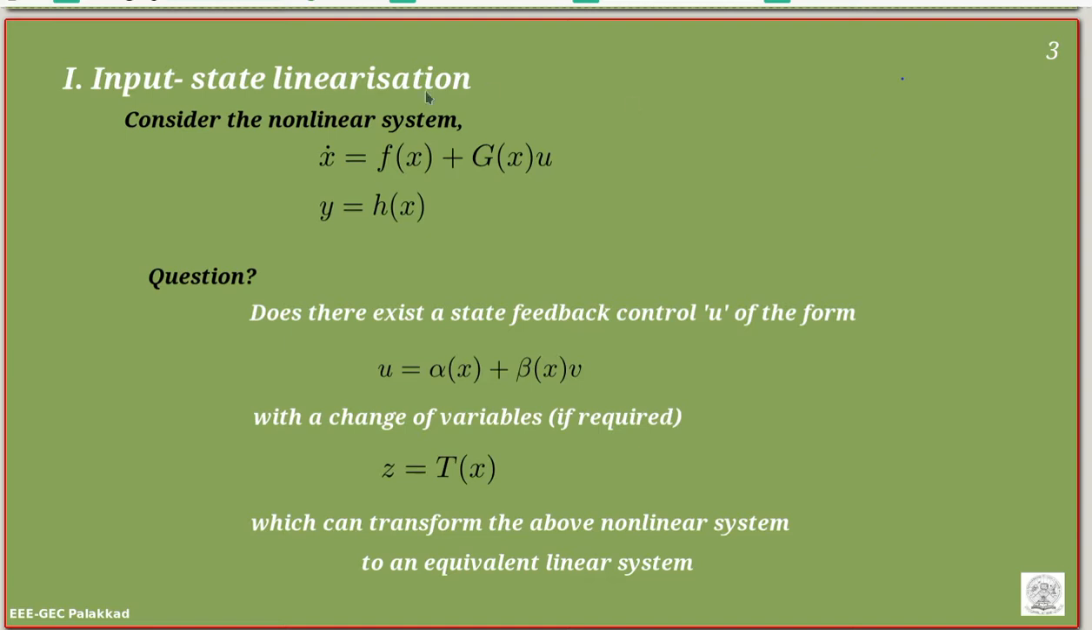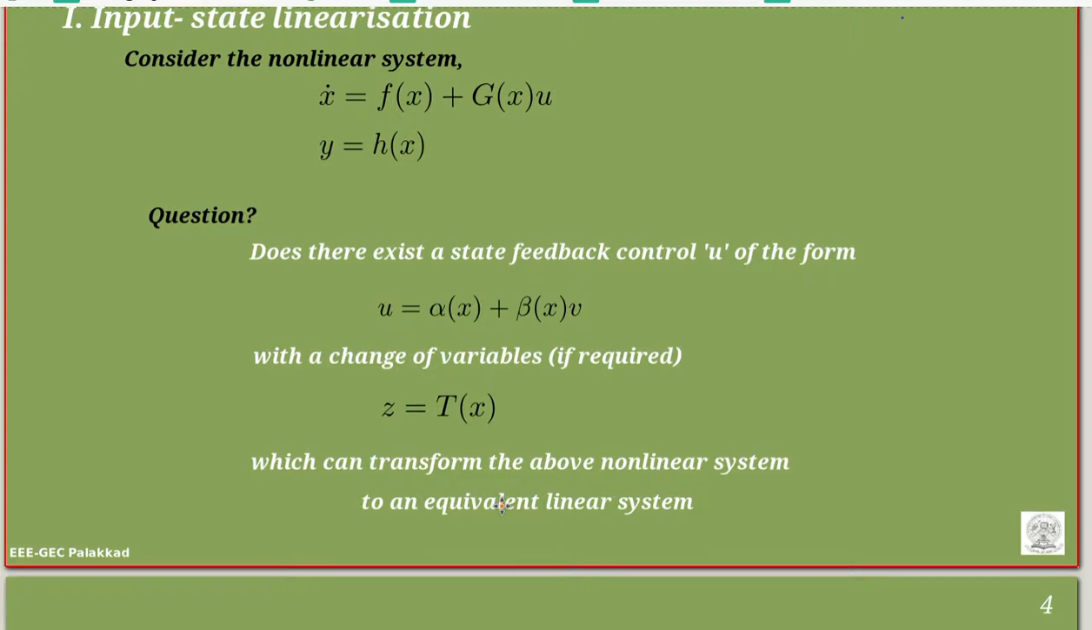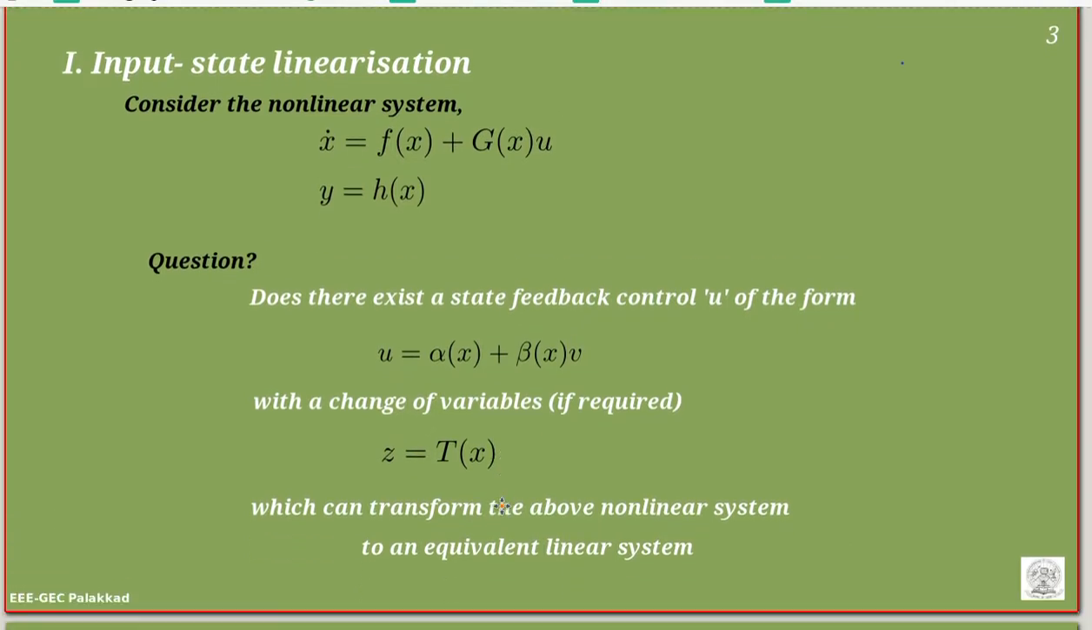Consider the nonlinear system x dot equal to f of x plus g of x into u and y equal to h of x. The state feedback controller u equal to a of x plus b of x into v, with a change in variable z equal to t of x, can transform the above nonlinear system to an equivalent linear system.